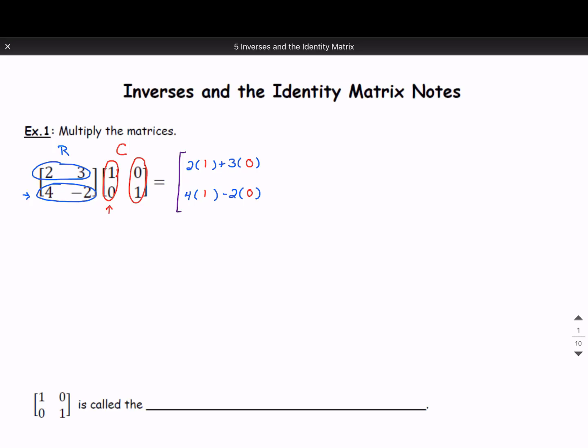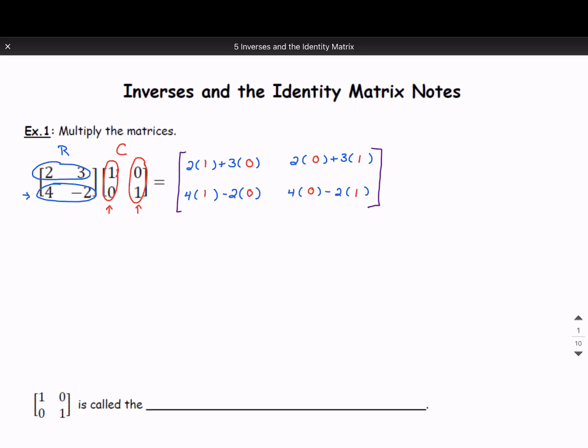Now I ran out of rows, so I'm going to go back up to the top. I'm back in row 1, so it's 2 times something plus 3 times something. But this time I'm in column 2, so I'm going to take the 0 and the 1. When I move down, I'm in row 2, which means I have a 4 times something minus 2 times something. And I'm still in column 2, which is 0, 1. I'm at the bottom, so I move up. However, I don't have a third column, so now I am done.